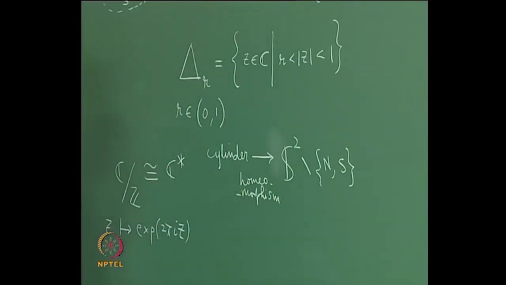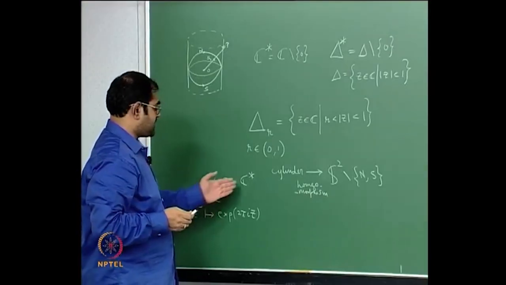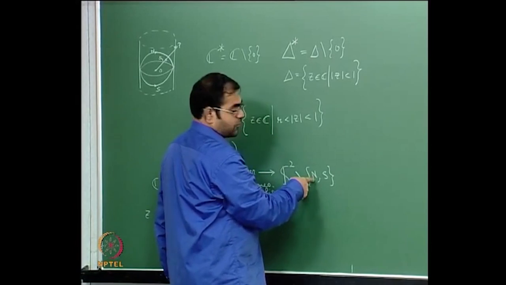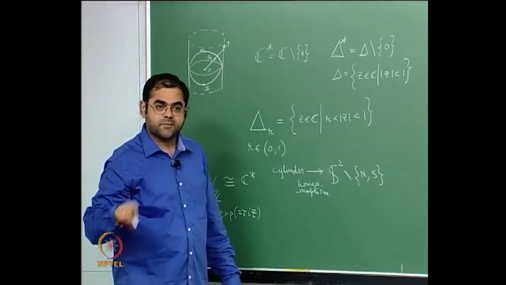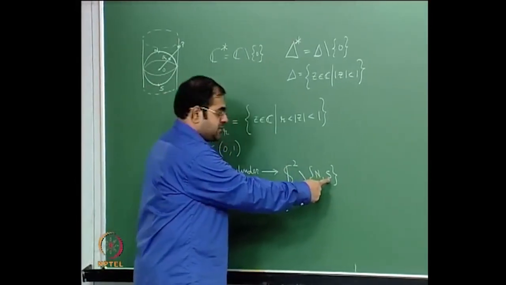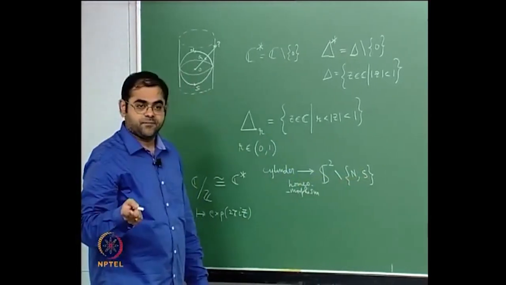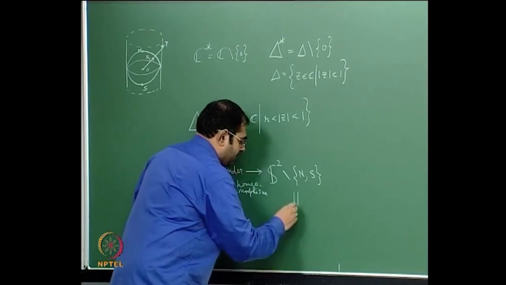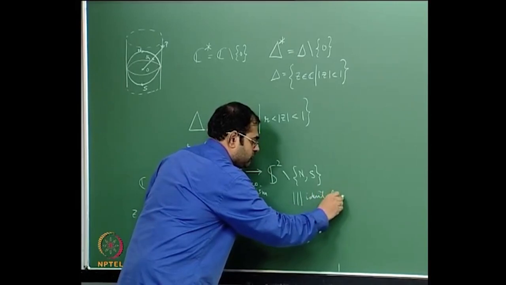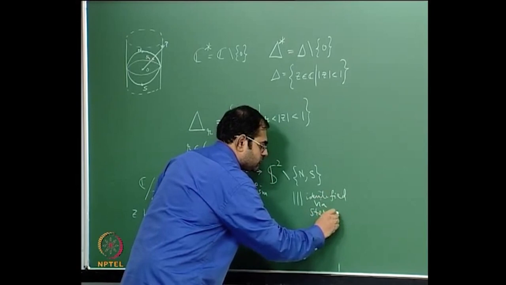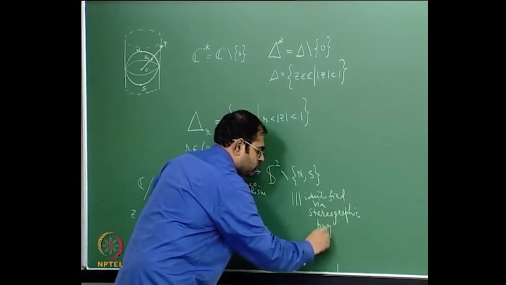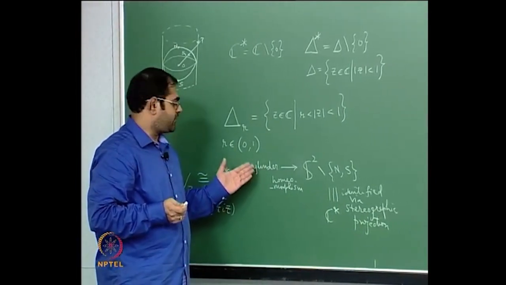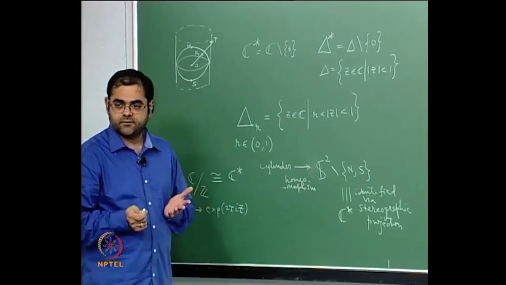This is a homeomorphism, and this is another way of saying that the cylinder is actually C star. The reason is that the sphere minus the north pole, by the stereographic projection, is just the complex plane, and under the stereographic projection the south pole corresponds to the origin. So if you remove the origin from the complex plane, this is just C star. So let me put: identify via stereographic projection with C star, okay. This is a direct way of realizing that the cylinder and C star are homeomorphic, okay.